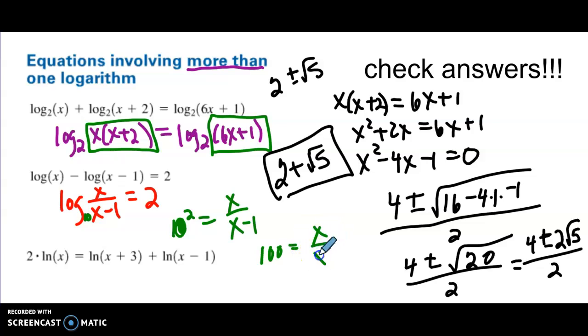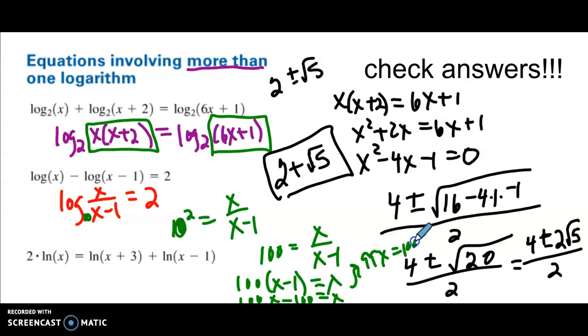100 equals x over x minus 1. I'm going to multiply both sides by x minus 1. Distribute the 100 through. 100x minus 100 equals x. I'll subtract x and add 100 over. So that'll give me 99x equals 100. So x is 100 over 99.